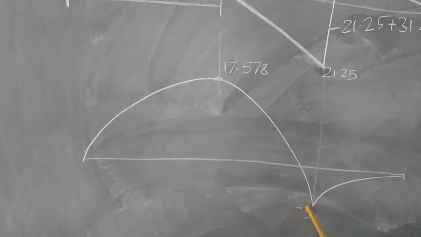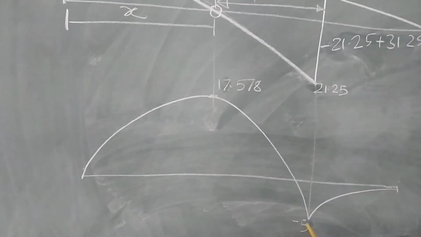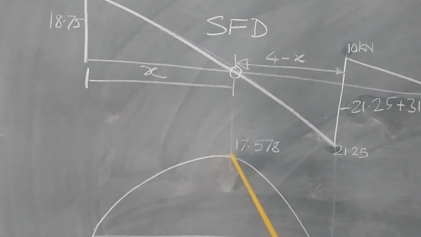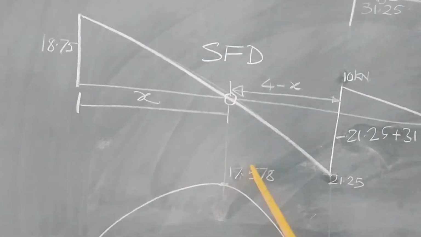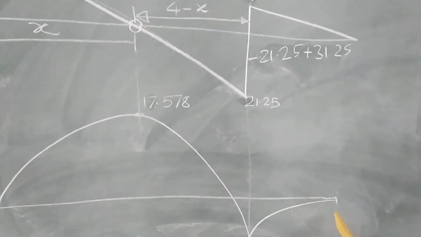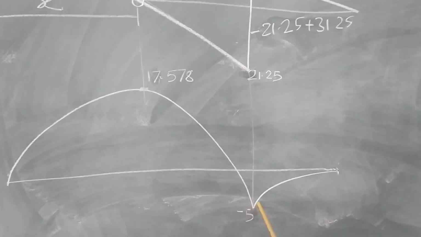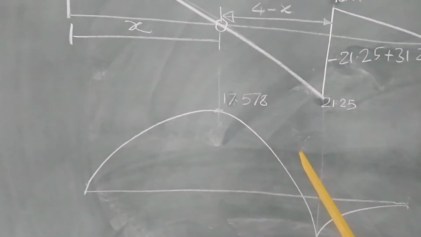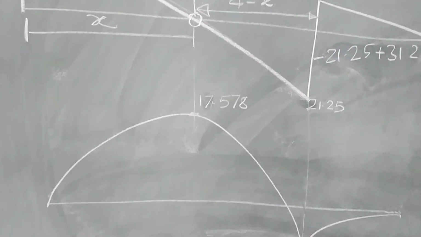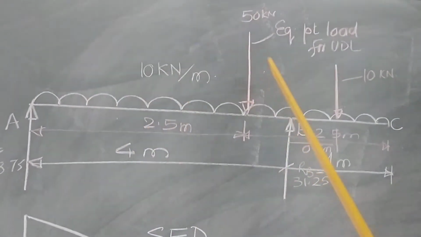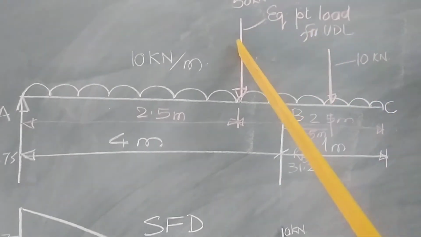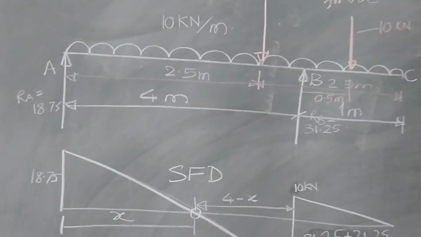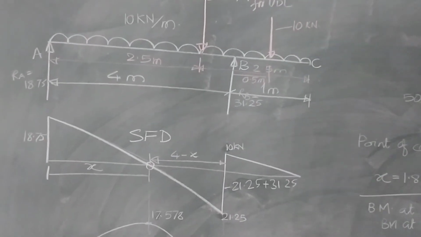Let us now draw the bending moment diagram. Let us locate at point B minus 5 kilonewton meter and the maximum bending moment at this point of contraflexure, 17.578. Join with a parabolic curve up to this point and from this point to point A. Why is it a parabolic curve? Because it is only UDL. The loads shown in pink are equivalent point loads for the UDL. Otherwise, this is subjected only to UDL.